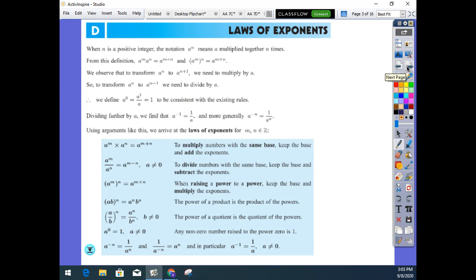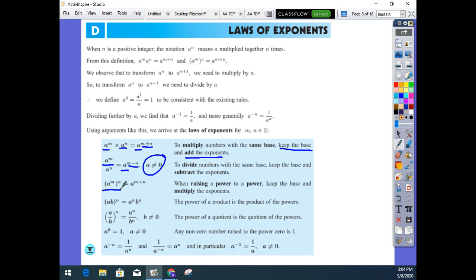But I do like how some of the boys summarize this. When you're multiplying bases that are the same, keep the base, add the exponents. When you're dividing bases that are the same, keep the base, subtract the exponent. We say that A cannot be 0 because 0 can't be in the denominator.